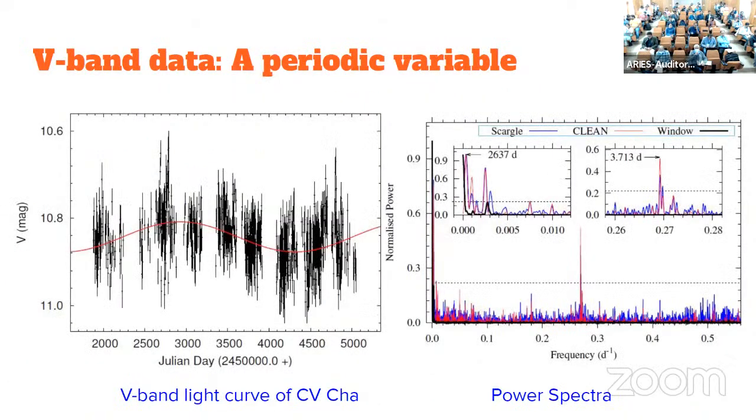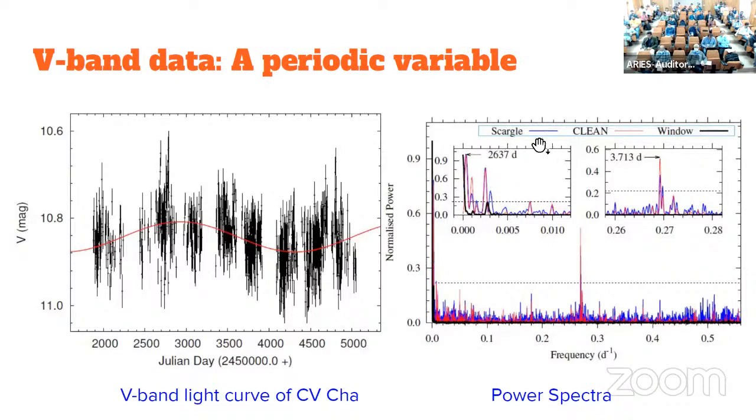Coming to the V-band data, this long-term V-band data shows long-term variability. I overplotted a sine curve just to guide what the variability looks like. Even if there is long-term variability, there are also short-term fluctuations. So to know exactly whether these are periodic, I did the Fourier transform using the Lomb-Scargle method, the standard method that we have already.